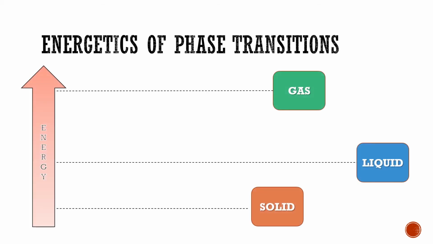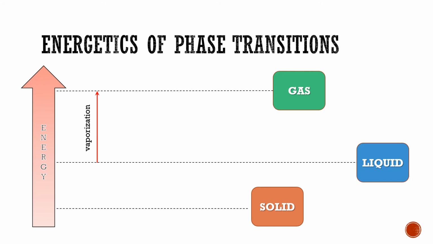In order for a phase transition to occur, some amount of energy will need to be gained or lost. In general, the solid phase is the lowest energy phase of matter, and the gas phase is the highest energy phase. The energy of the liquid phase is somewhere in between that of the solid and gas phases. However, the energy of the liquid phase is not exactly in the middle. Liquids are energetically more similar to solids than they are to gases.